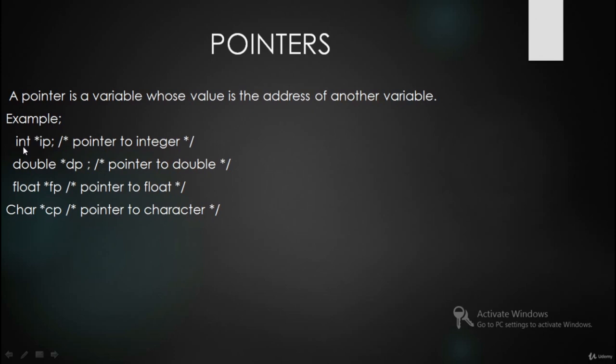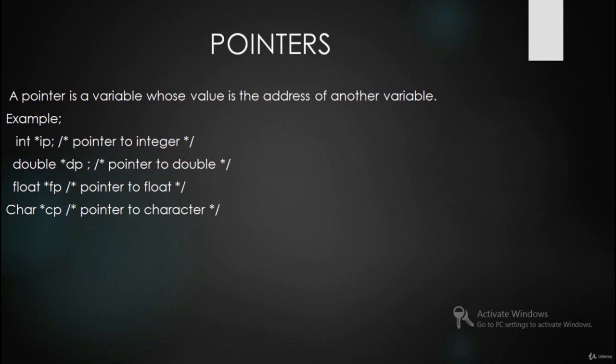So for instance, when you have int star ip, it is a pointer to an integer. And then when you have double star dp, it's also a pointer to a double. When we have a float variable, the pointer will be float star fp, which is a pointer to a float variable. And then we have char star cp, which is also a pointer to a character variable.